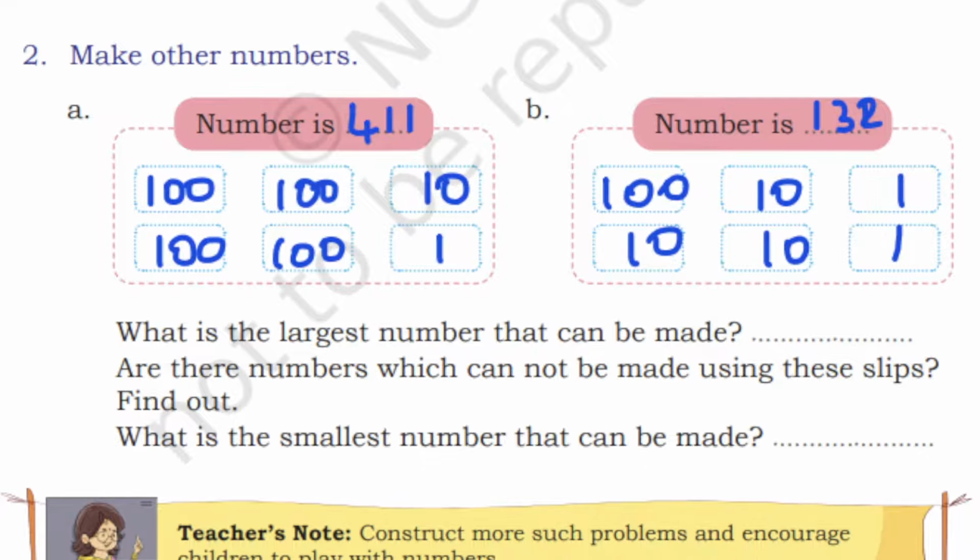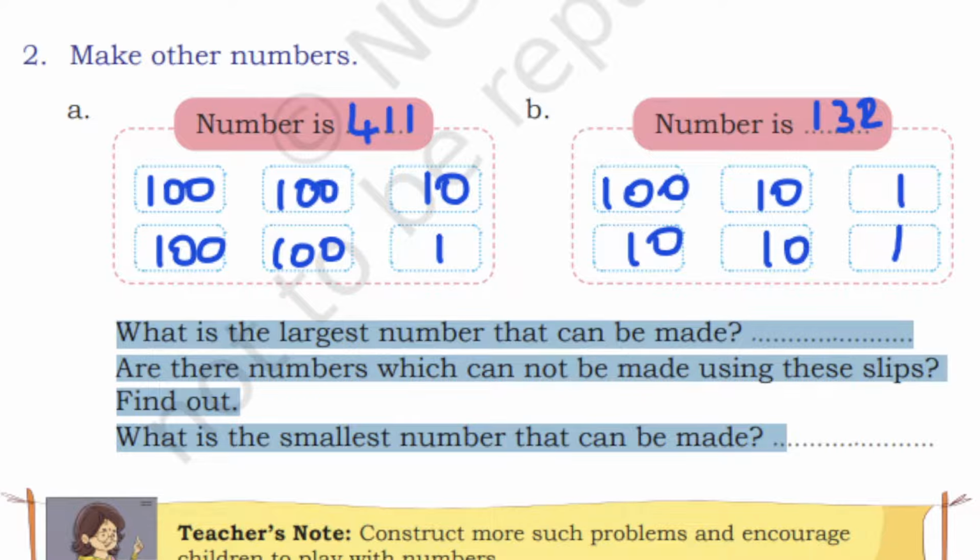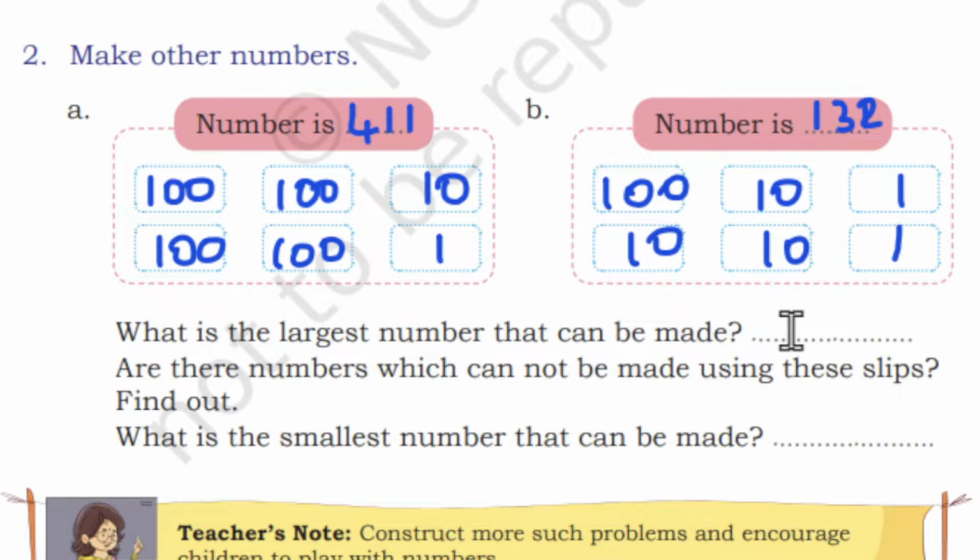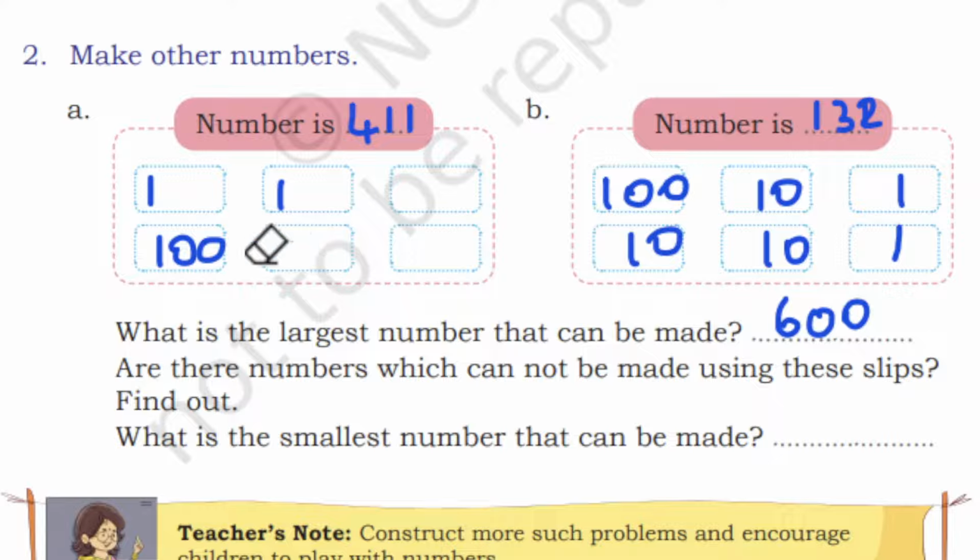Okay. Next, what is the largest number that can be made? What is the largest number we can make using these slips? Are there numbers which cannot be made using these slips? Find out the smallest number that can be made. So the largest number we can make, we already know, is 600. 600 is the largest number because all the boxes we can fill with the number 6.